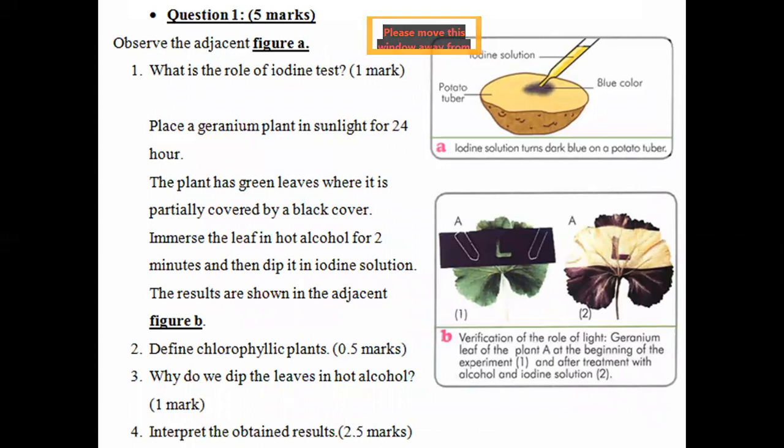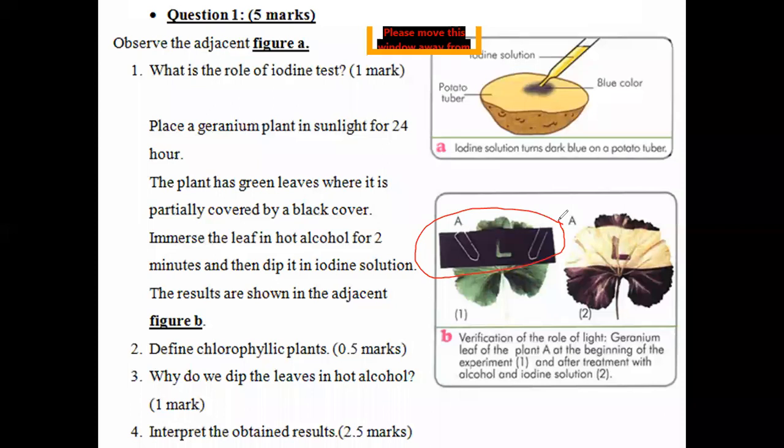The plant has a green leaf that is partially covered by a black cover. We cover it by a black cover as shown here. Immerse the leaf in hot alcohol. What is the role of the hot alcohol? It removes the green color of the leaves. And then the results are shown in the adjacent figure B.